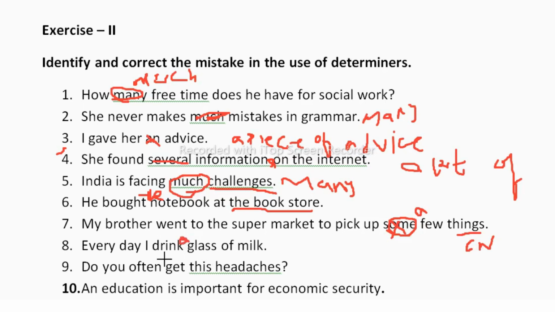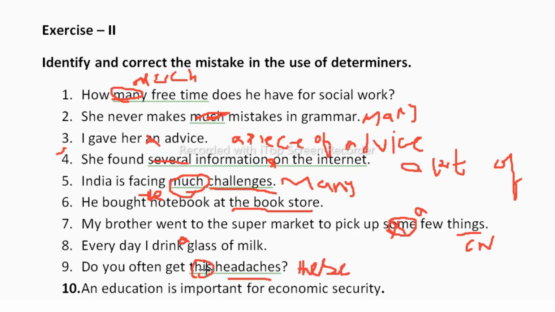Now, do you often get these headaches? Because this is countable, so this is a plural. So we need to take a plural demonstrative, which is these headaches. So you need to pay more attention, students, while writing in the exams.